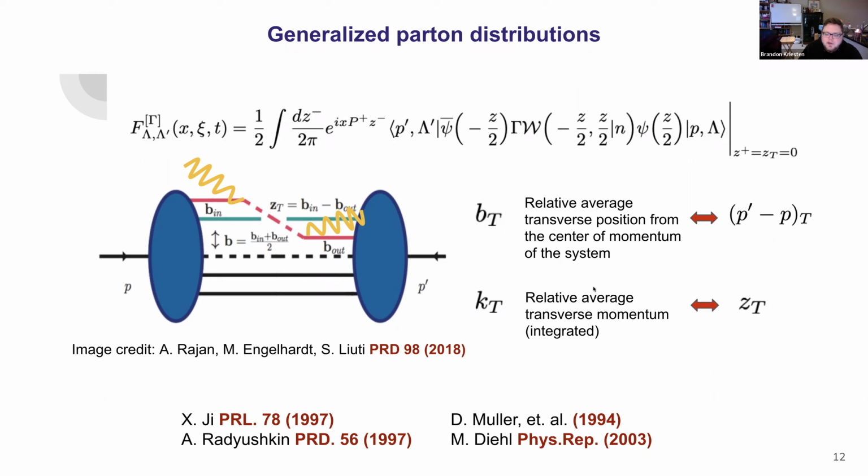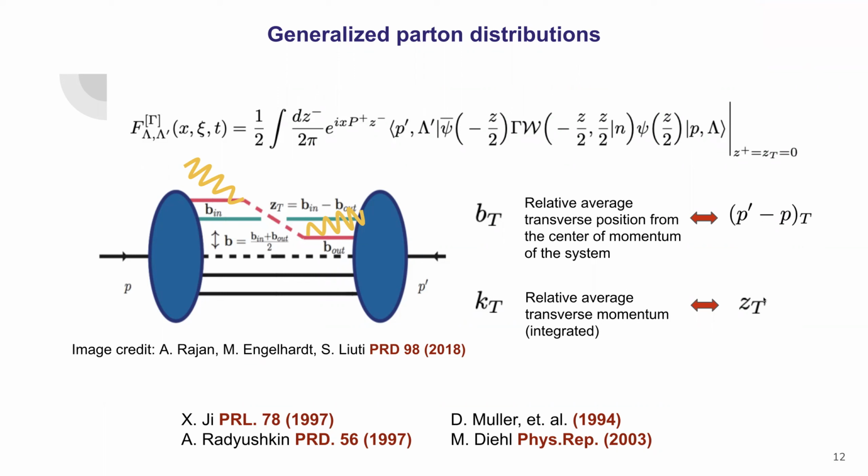And so you can see that there's two distances in these Wigner distributions. One of which is the relative average transverse position from the center of momentum, this BT, which is Fourier conjugate to the momentum transfer between the initial and final proton in the transverse component of it. And then there's the part that we integrated out, which is the relative average transverse momentum, the KT dependence, which corresponds to this light cone distance CT.